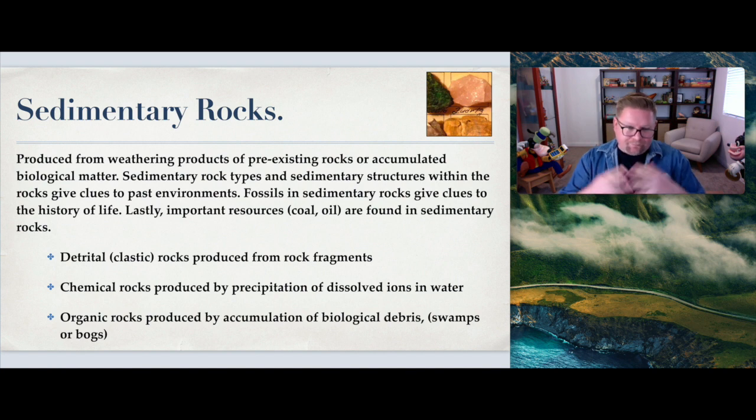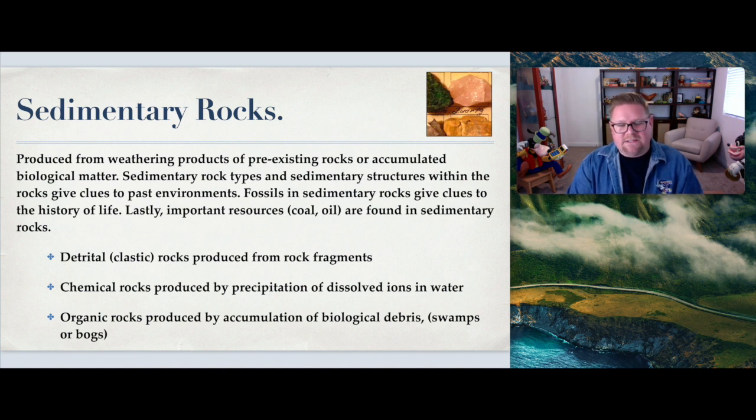Now we can really break this down into three families. You have what we consider detrital, which is clastic. We have chemical, and then organic types of sedimentary rocks. So when I think of clastic rocks, those are rocks that are produced by fragments and that they have been glued together. Chemical rocks are produced by the precipitation or the evaporation of dissolved ions in waters.